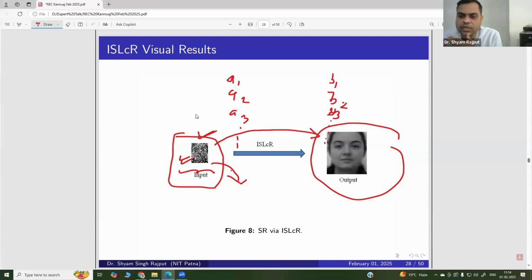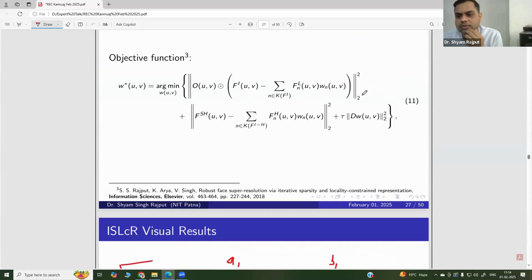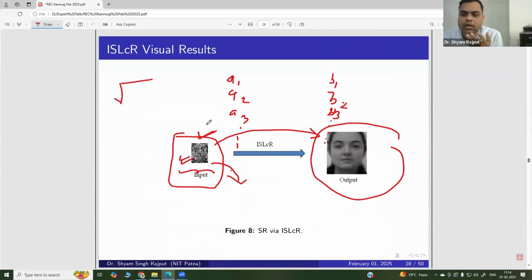These pixels are from the dictionary. This pixel is from the test image. And generally we are using the L2 norm. In all functions, we have this L2 norm. That is, this L2 means the squared Euclidean. Sorry, this is the Euclidean distance. This is the square of the Euclidean distance.